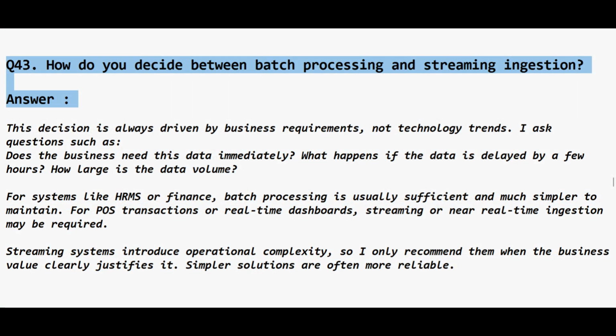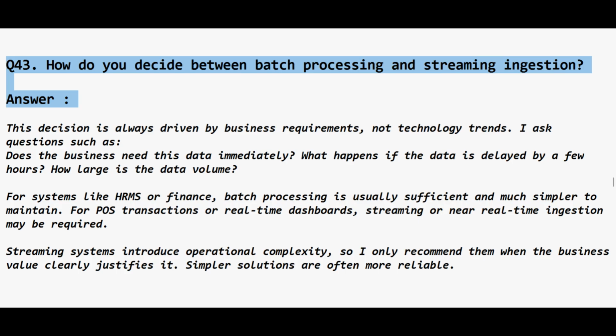Question 43. How do you decide between batch processing and streaming ingestion? Answer. This decision is always driven by business requirements, not technology trends. I ask questions such as, does the business need this data immediately? What happens if the data is delayed by a few hours? How large is the data volume?